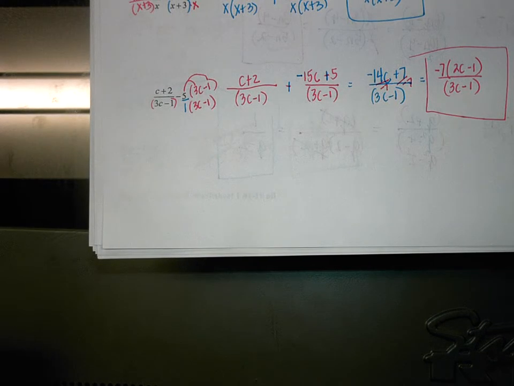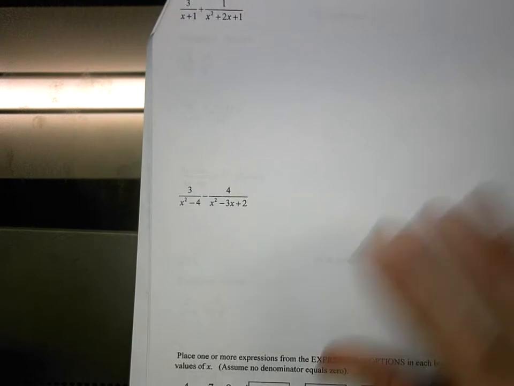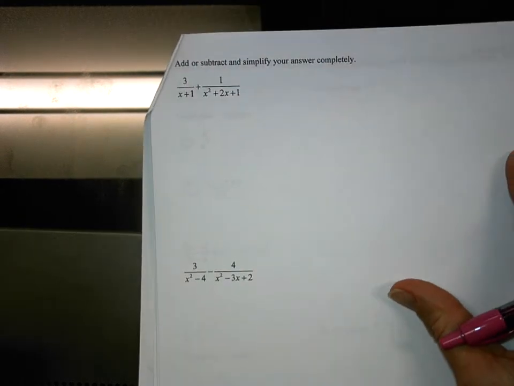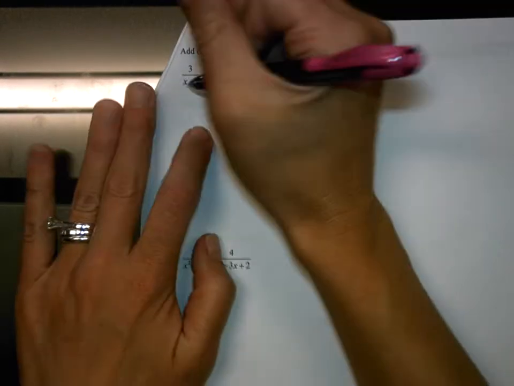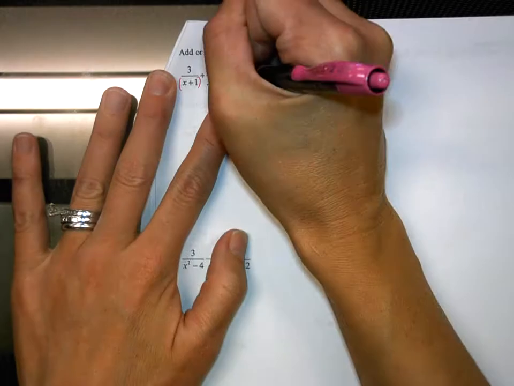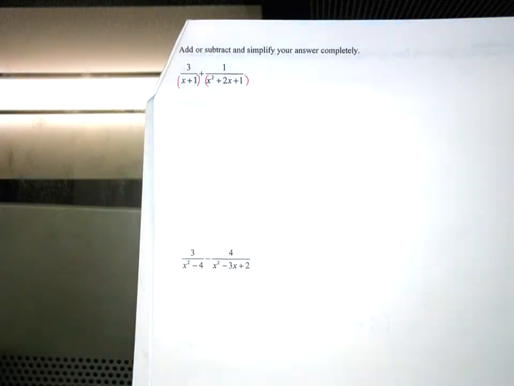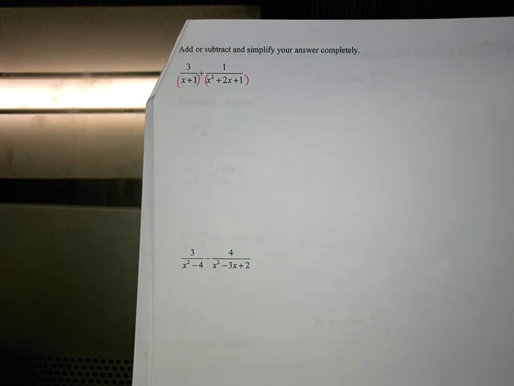Moving on. We're really more than halfway done, okay? Lots of practice here. Here we go. So, these are stuck together, and these are stuck together. They are not like denominators. Carrie, you got this? Okay.